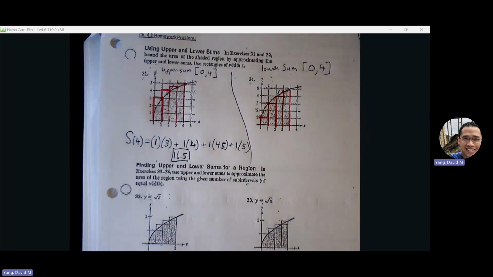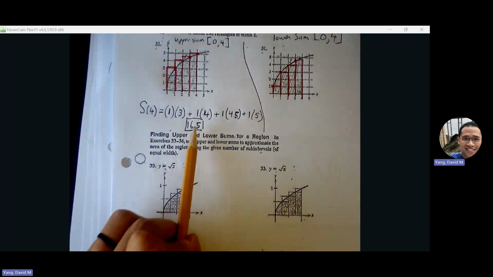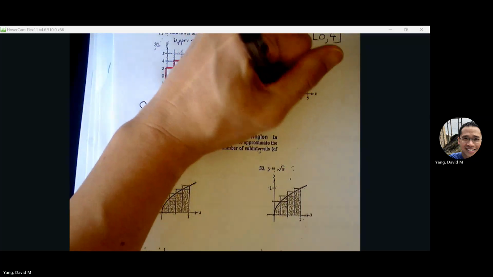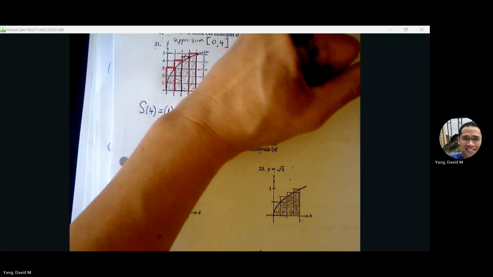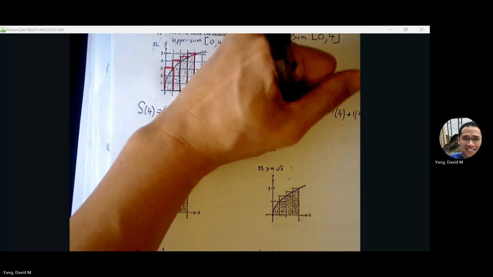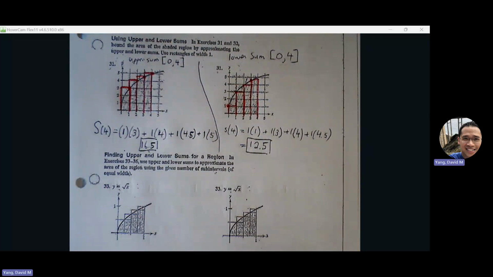So now we're going to find the areas of each of those 4 rectangles, add that together, and that should give us a lower sum, a lower area than this approximation. Okay? We don't know what the actual area is, but we do know that it's going to be somewhere between 12.5 and 16.5.